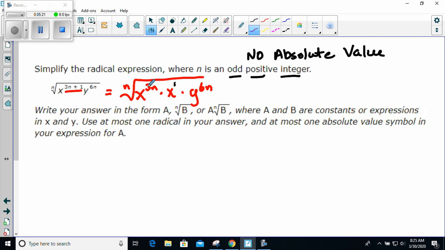This is divisible by n. This guy right here, let me highlight that. This guy's divisible by n. This guy's divisible by n, the exponent. The x to the first power gets to stay inside the radical. So 3n divided by n is just x to the third power. 6n divided by n is y to the 6th power. And then left inside is x, the nth root of x.